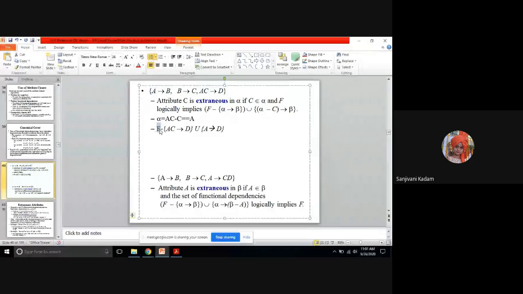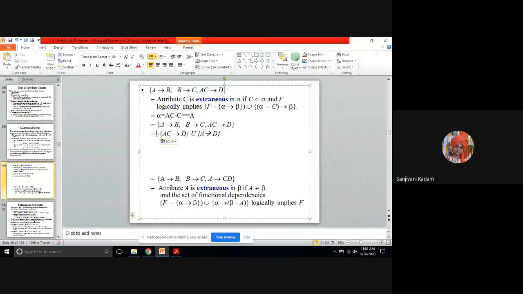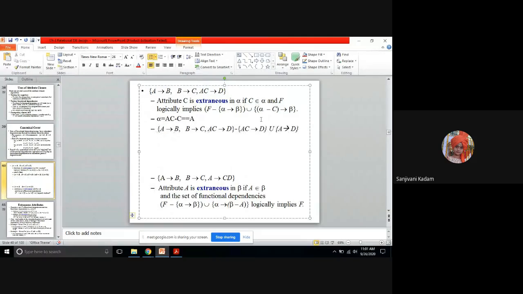Okay, from this set we remove the current functional dependency. So this should be enclosed in bracket. If we remove this functional dependency, and union to that, union means combining the two sets.